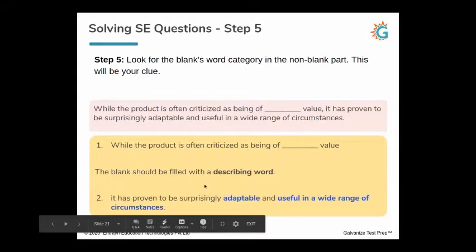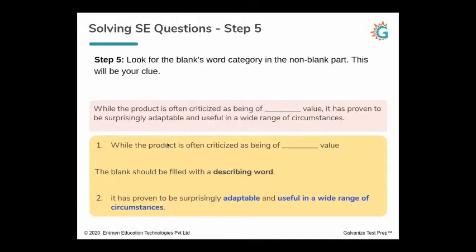It has proven to be surprisingly adaptable. Okay, adaptable is a describing word. Adaptable describes it, which is basically the product. Okay, the product has proven to be surprisingly adaptable and useful in a wide range of circumstances. Now these two are describing the product. Great. Now we have some words that describe the product, and the product is criticized of being some value.